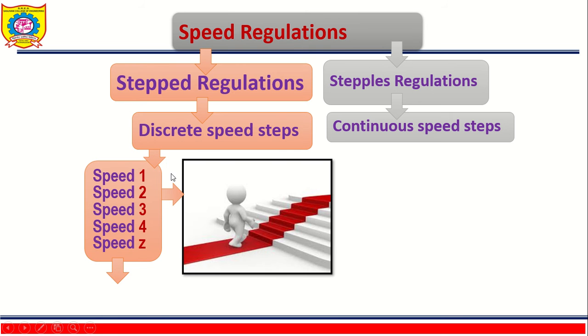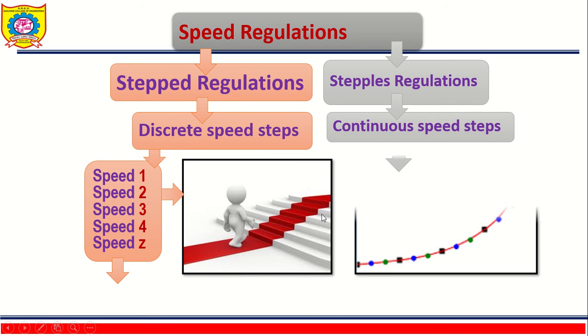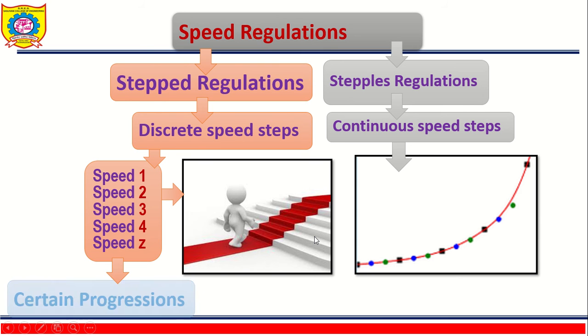In the case of discrete speed steps, we have speeds 1, 2, 3, 4, 5 up to Z, so there can be different speed steps. Whereas in the case of continuous speed steps, the speed can vary continuously. For discrete speed steps, there are certain progressions by which we can find the different spindle speeds. Suppose we have the minimum speed and the maximum speed; the different speed steps in between can be found with certain progressions.